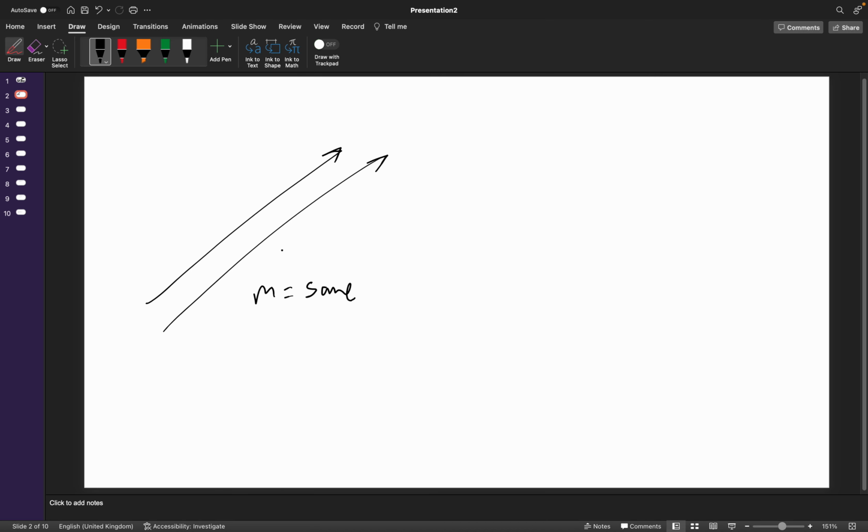By the way, if you don't know what a gradient is, it's basically the slope of the line. It's how steep it is. Imagine a ski slope. Gradient is how sloped the line is. If you have parallel lines, they're going to have the same gradients, right?